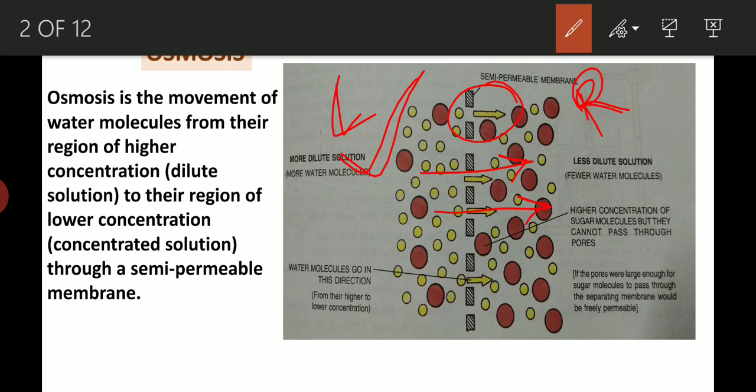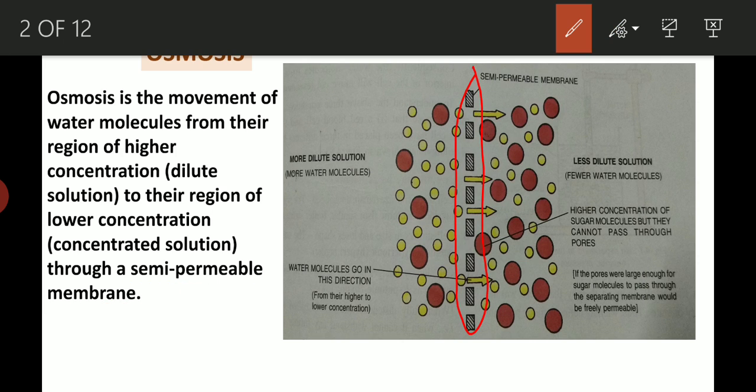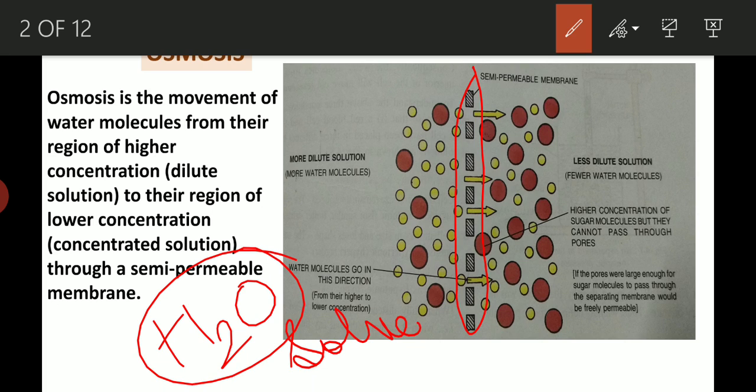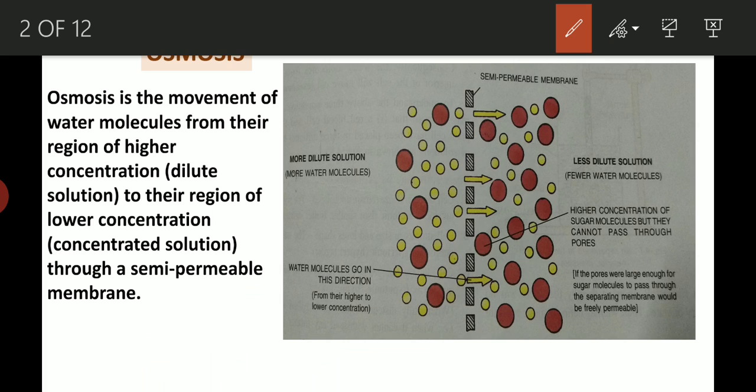Another very important thing is that this process, osmosis, this movement of water molecules, will take place through a semi-permeable membrane. There is a membrane which you can see, the semi-permeable membrane. So what do you mean by semi-permeable membrane? A semi-permeable membrane is a membrane which only allows the water molecules or the solvent to pass through. It will allow only the water molecules to pass through it, and it will not allow any solute to pass through it. So this is known as the semi-permeable membrane.